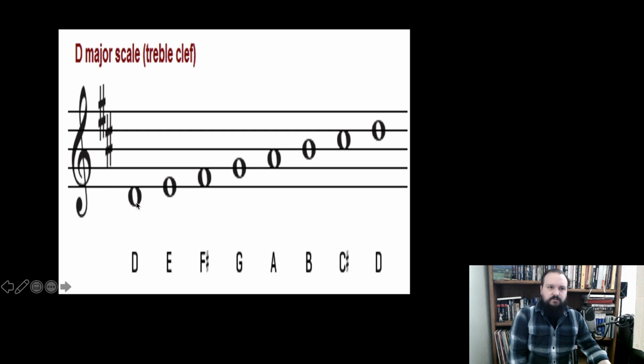And then we have, well, what do you think these circles are? If you guessed note heads, you're correct. These are note heads. So these notes are sitting on the staff in the treble clef. Okay. And the notes mean D, E, F sharp, G, A, B, C sharp, and D.